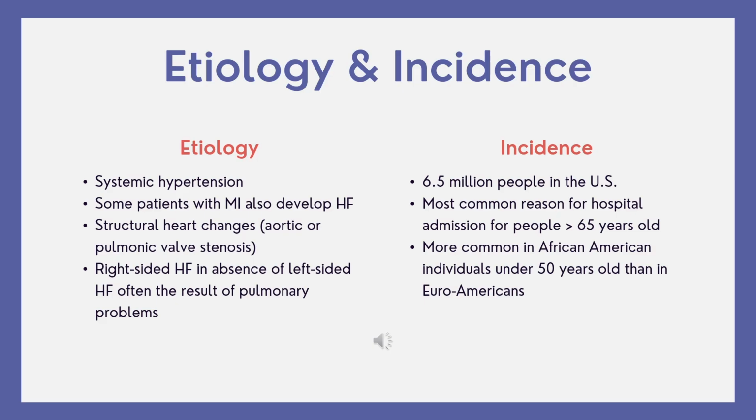Incidence and prevalence. So let's talk about how common heart failure is. Well, heart failure affects over 6.5 million people in the U.S., and it's expected to rise to over 8 million by 2030. It is the leading cause of hospital admissions in people over 65. African Americans under age 50 have a higher incidence of heart failure than Euro-Americans, largely due to an increase in the prevalence of high blood pressure, diabetes, and other risk factors.